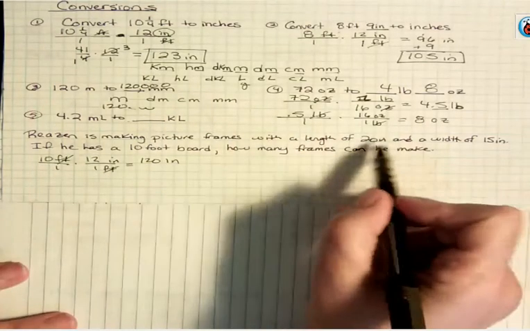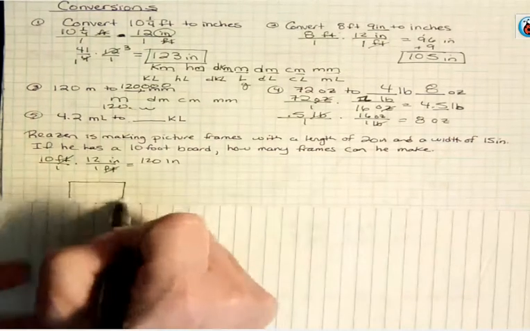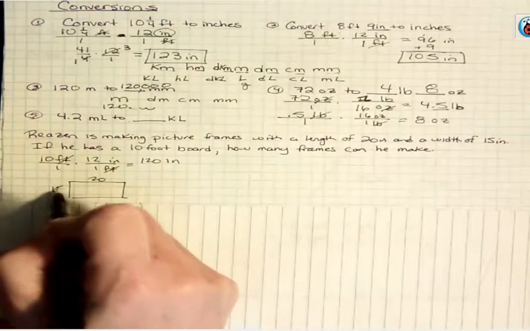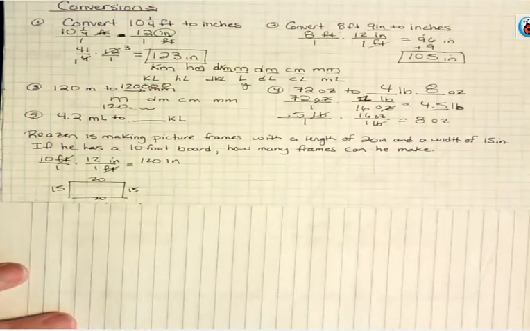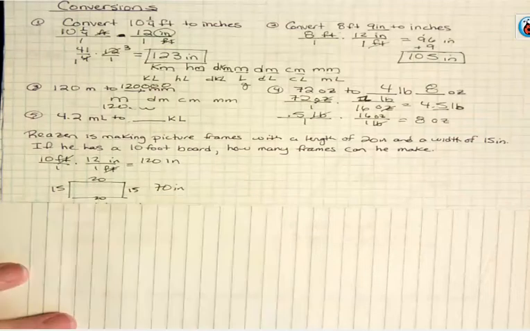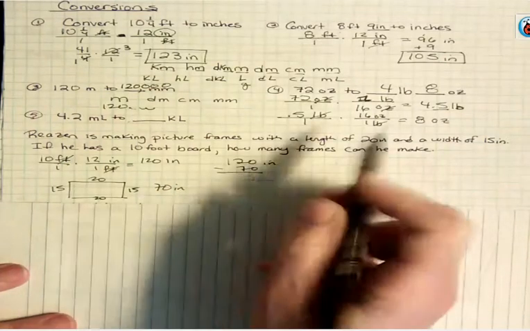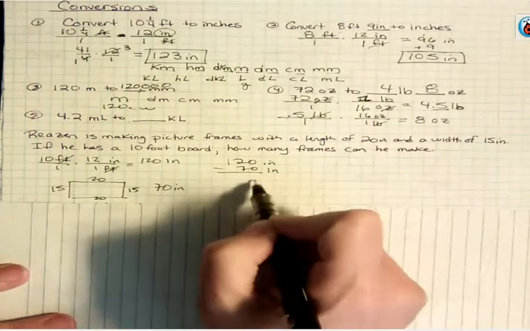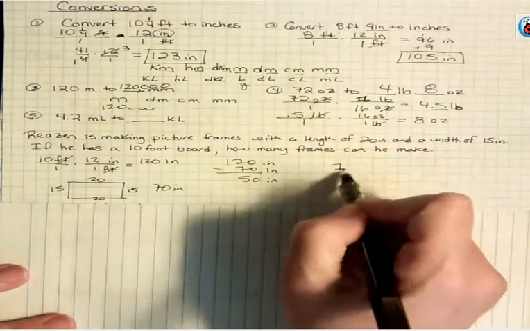Now let's see how many inches it takes to make one of his frames. Well, he's got 20 inches here and 15 inches here. That means he has 15 inches there and 20 inches there, right? So if we add these up, we have 70 inches for 1 frame. So a 10-foot board isn't going to do much for us, right? Because if we have 120 inches and if we make 1 frame, then we have 50 inches left. So he can only make 1 frame with his board.